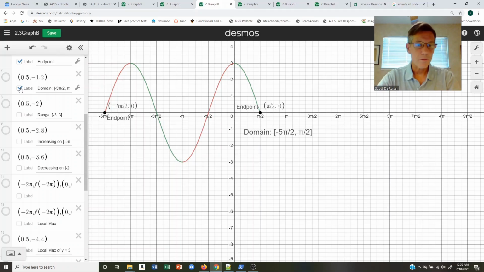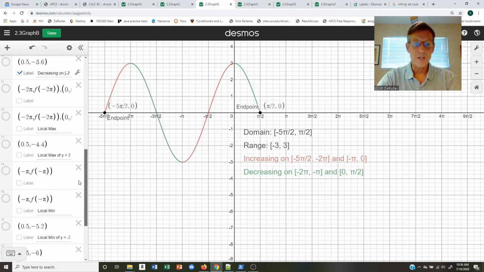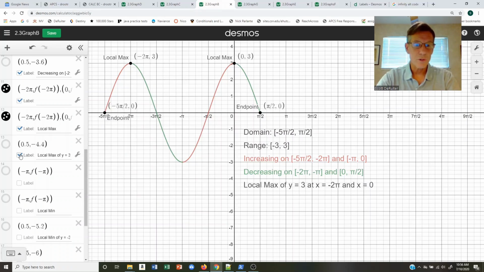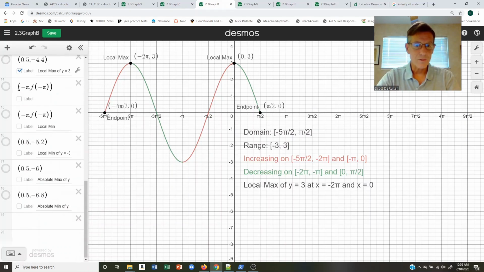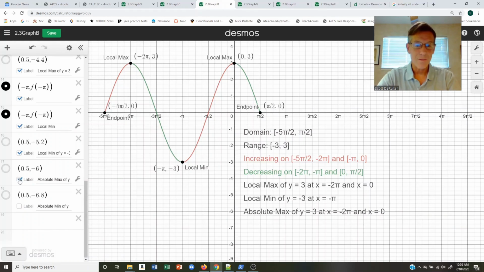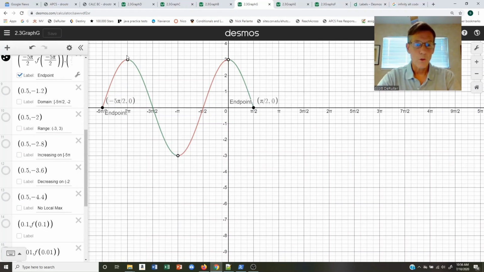All right, here's another one. The domain is -5 pi over 2 to pi over 2. Range is -3 to 3. Notice we're including the endpoints. It's increasing where it's red. It's decreasing where it's green. Use your intuition here. And then if we start talking about some local extreme values, we have local maxes of y equals 3 at 2 different x values. We have a local min at one spot, kind of in the middle of the domain. And then the absolute max comes from the local maxes. Absolute min comes from the local min.